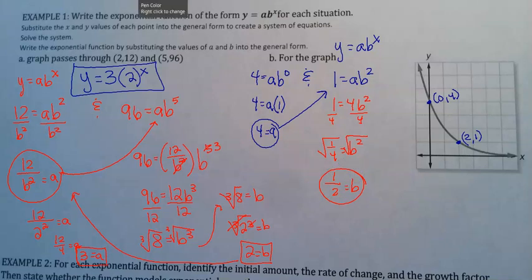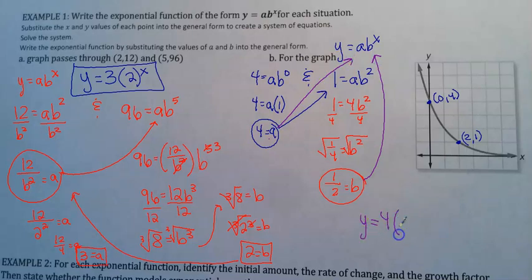All right, and so for our final answer, we're going to take a and b and plug them back into our general form. So we have y equals a, which is 4, times our b, which is 1/2, to the power of x. So y equals 4 times 1/2 to the power of x.